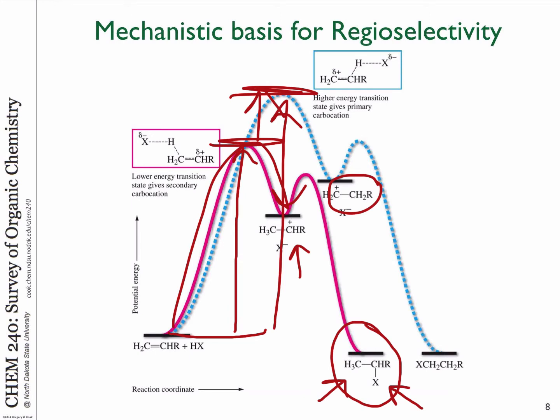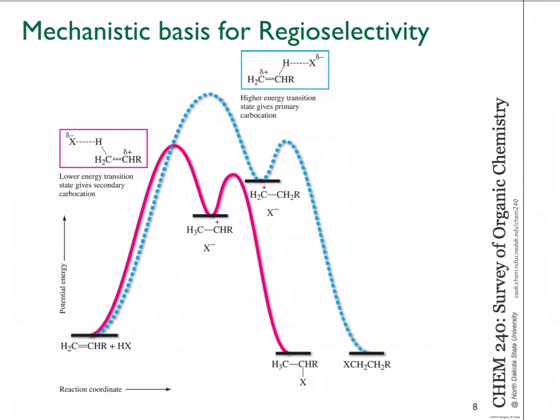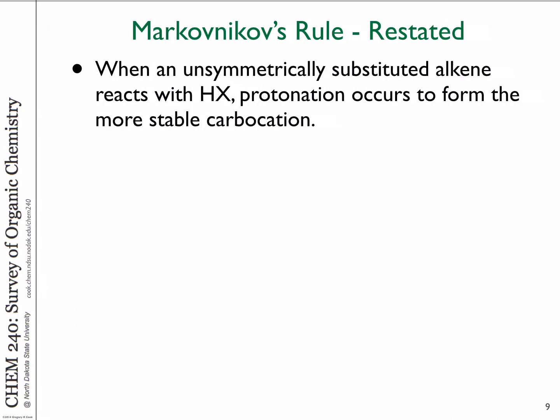So with that understanding, I think we can restate Markovnikov's rule. Instead of just stating what we observe empirically, we can actually use this understanding and state it in a better way that we could apply to many other cases besides just HX addition. When an unsymmetrically substituted alkene reacts with an electrophile, I will say, HX, protonation or whatever is positively charged that's adding to it occurs to form the more stable carbocation. So in these reactions, you selectively form the more stable carbocation, and then the products come from that intermediate. Okay, that's a better rule to remember and an explanation of the outcomes that we observe.